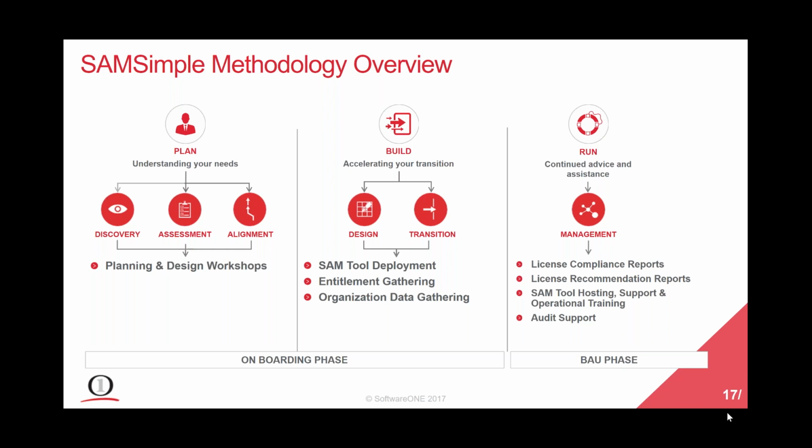And then the 3rd stream, which happens in parallel during the build stage, is the organization data gathering. So this is gathering information about the customer's organization. So things like departments, business units, locations, cost centers. We gather that information so that we can load it into the toolset so that the customers can contextualize the information according to their environment.